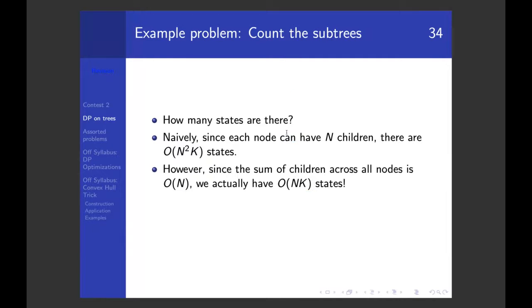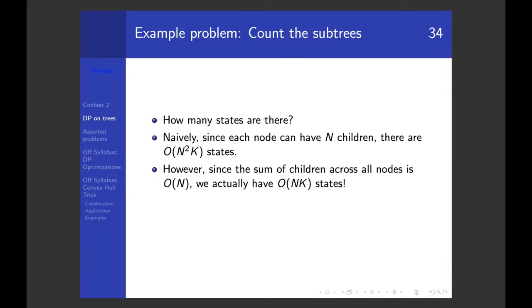However, same as the last problem, the sum of children across all nodes is order n, because each node is a child of one other node. So the sum of the number of children across all nodes is order n, which means there are actually order nk states.